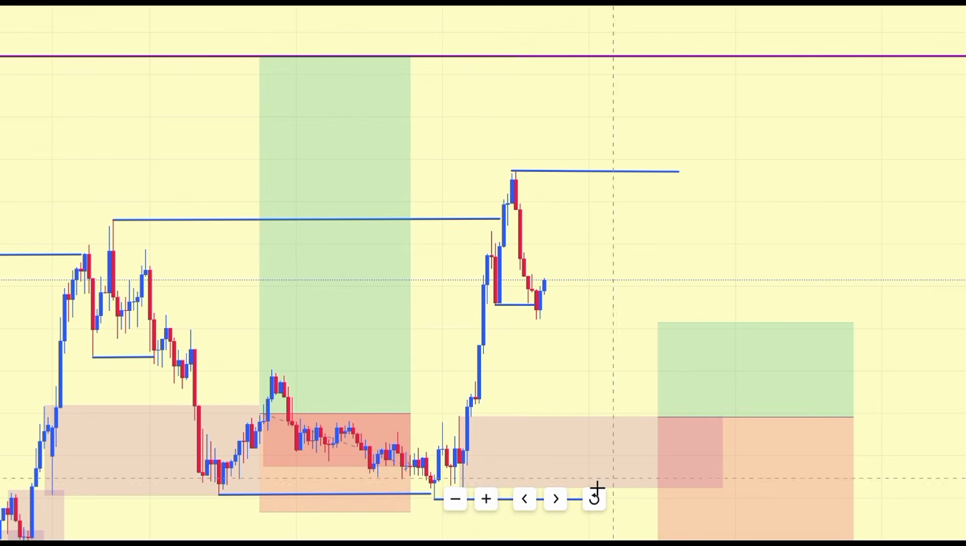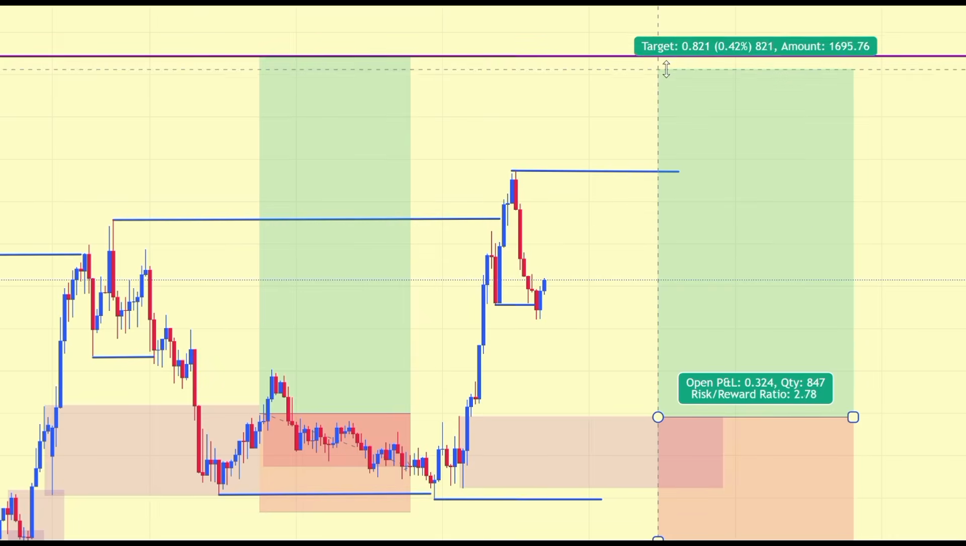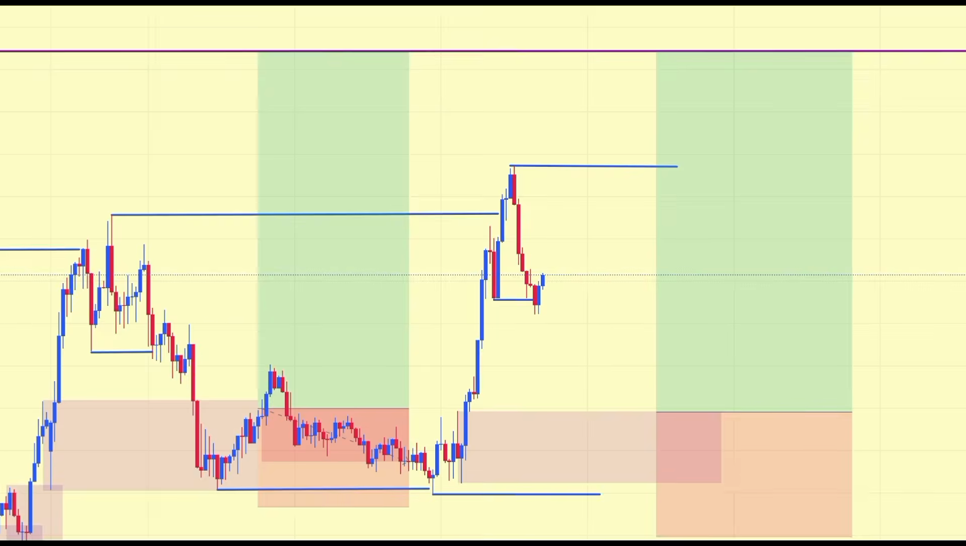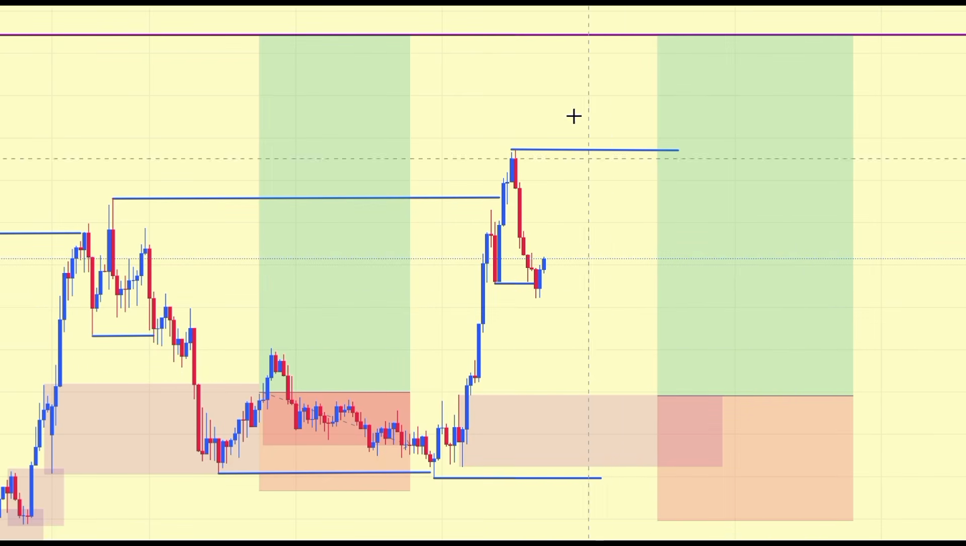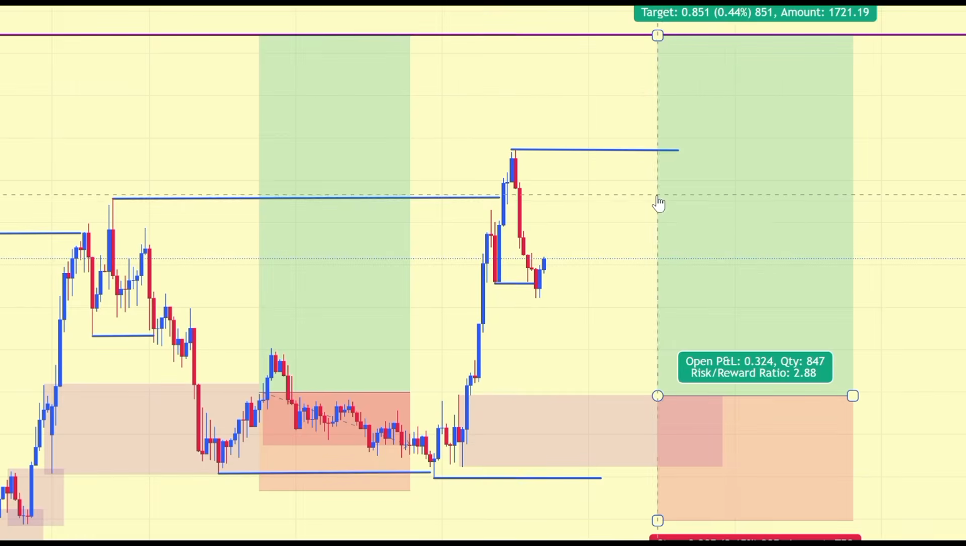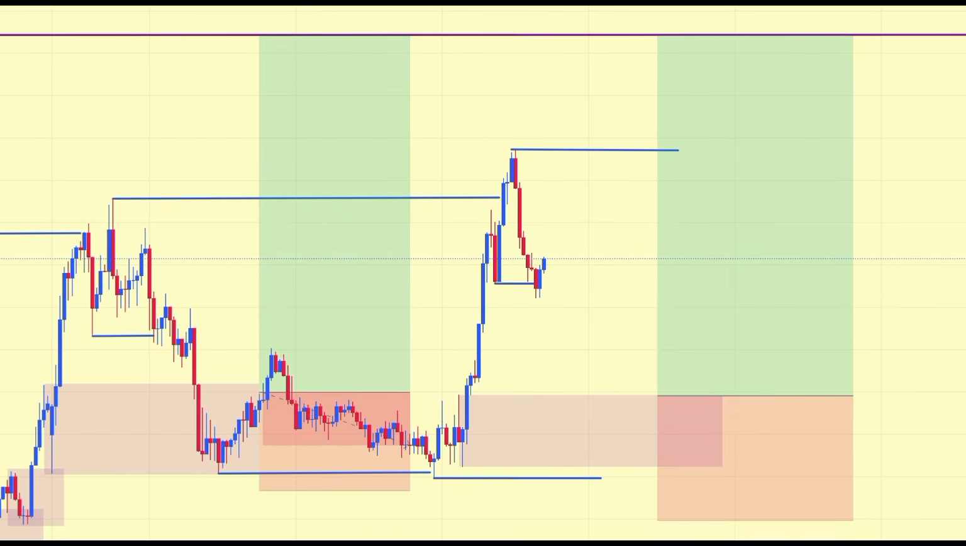And obviously our target profit will be on the higher time frame external liquidity, and you can see the risk to reward is pretty good. That is 1 point, all right, nearly 1:3, so that's good. And so right now I'll run price and see what price does.